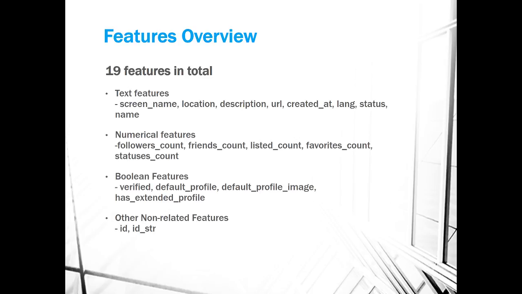In our dataset, we have collected 19 features for each Twitter account. There are four types of features. First type is text features. Some of them are useful because they contain important keywords. Some of them may be meaningless. Second one is numerical features. This kind of feature usually has a large range of values. We need to find the best way to divide the range. Third one is Boolean features. This feature is easy to handle. Fourth, other features. These features will not contain any useful information for our classification. Therefore, we will not consider them in training.